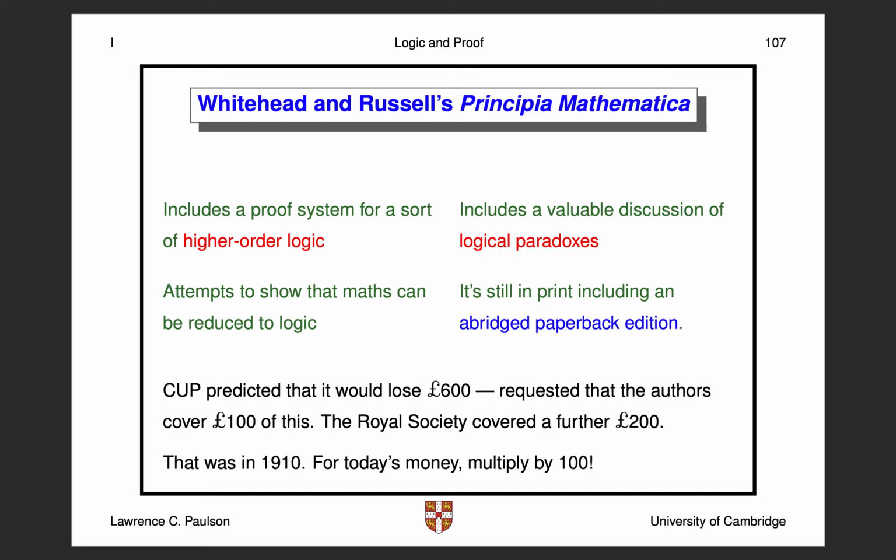So the authors had to come up with £10,000, again in today's money, to get their own book published. The Royal Society providing a further £20,000, and then CUP being willing to stand the loss of a further £30,000.